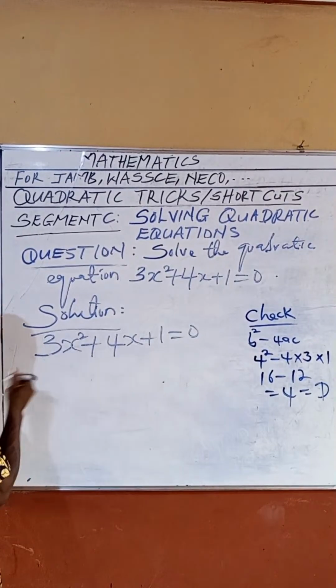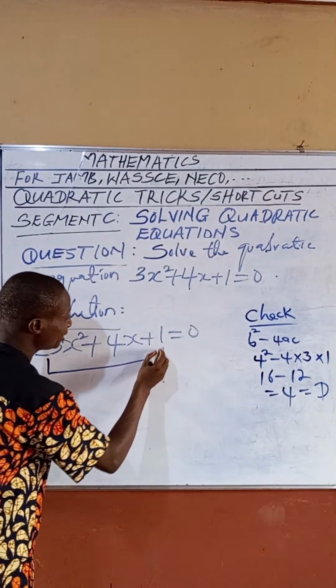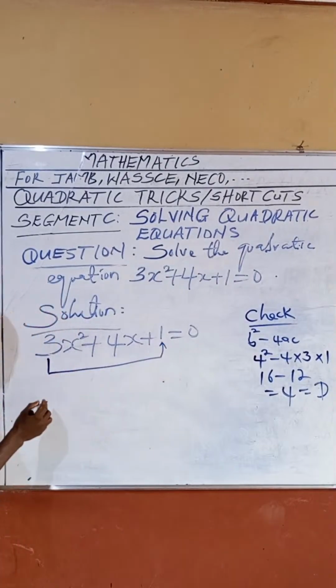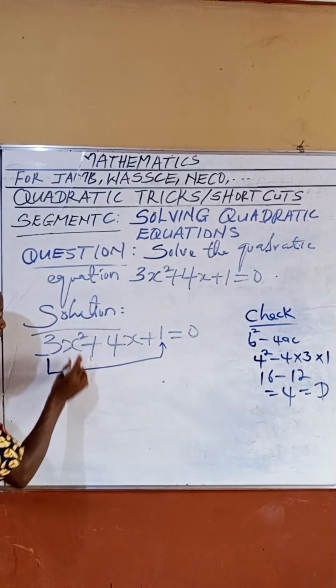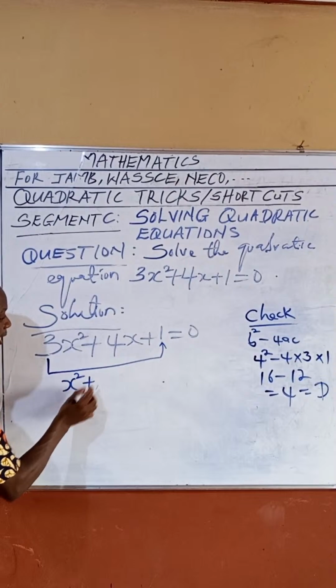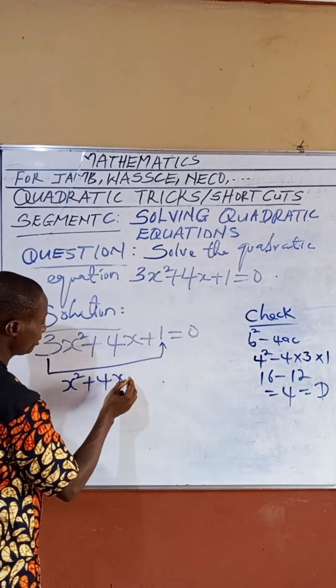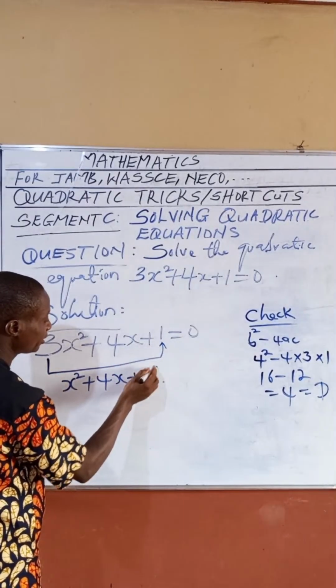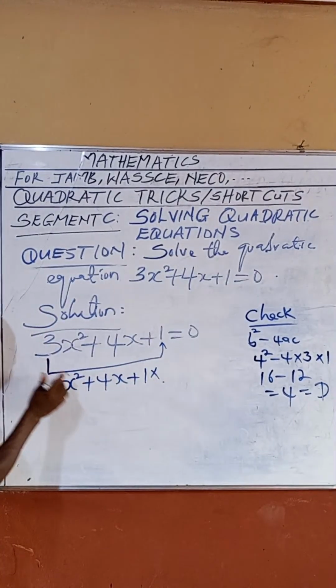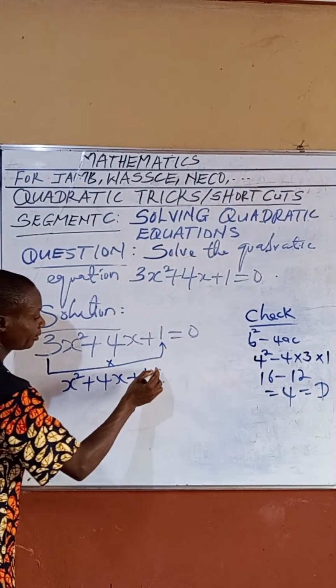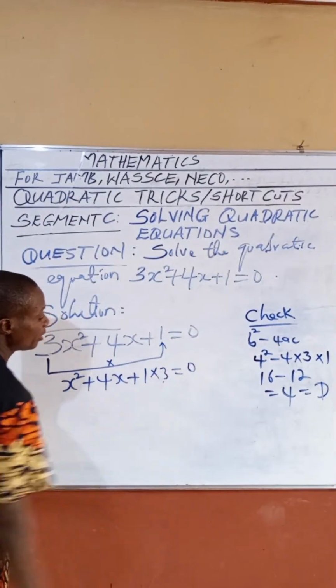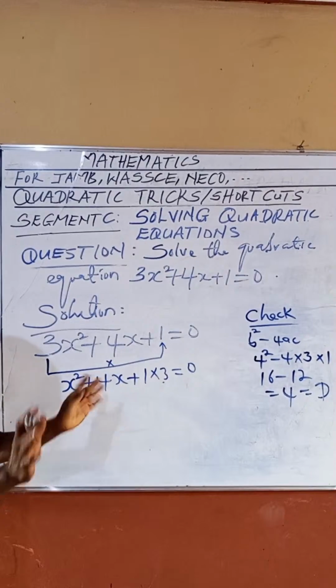Transfer this one this way. If you do that, you are going to have x squared plus 4x, then plus 1 times this 3. Don't forget, we are multiplying, so times the 3 equals 0. We are not reversing again. This one is very easy.